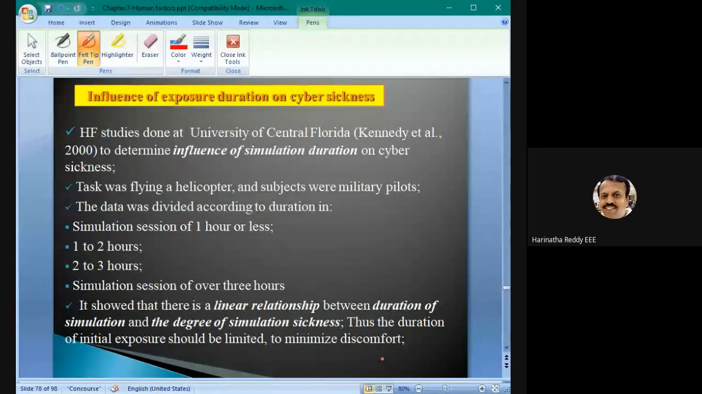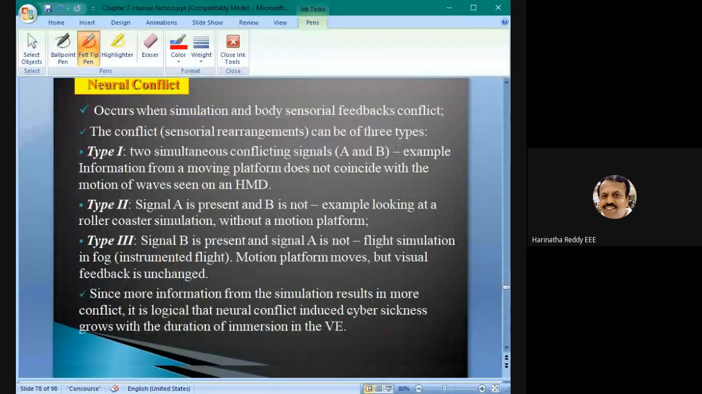So neural conflict is nothing but what? The conflict that appears or is created because of simulation feedback and also body sensorial feedback. So this particular neural conflict is categorized again into three types: type 1, type 2 and type 3.